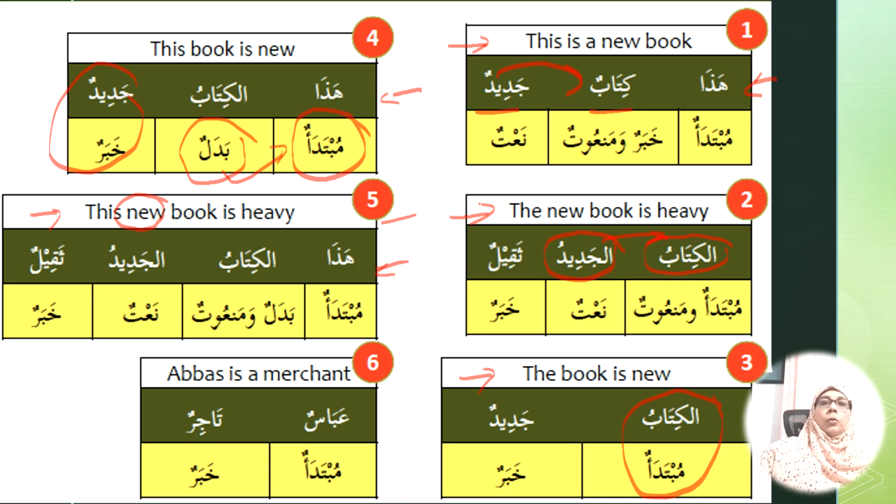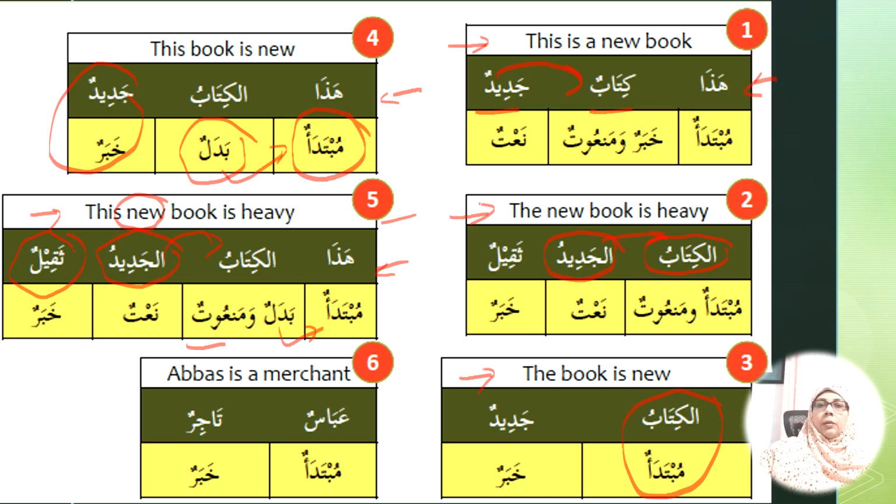Hadha al-kitabu. So here hadha is the mubtada. Al-kitabu is the badal, right? It is the substitute, but it's also the man'ut because al-jadidu is an adjective which is describing this book, right? This new book is heavy, and the khabar is thaqilun, which is heavy.